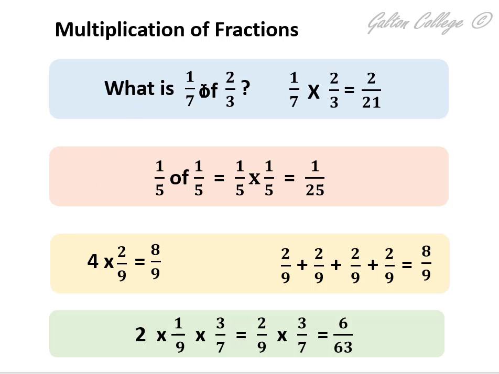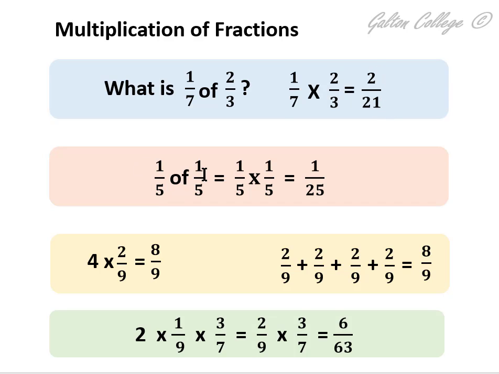So what is 1/7 of 2/3? Well, it's 1/7 times 2/3. So it's 2, numerator, 1 times 2 is 2. Denominator, 7 times 3 is 21. So that's the answer. What is 1/7 of 2/3? The answer is 2 over 21.